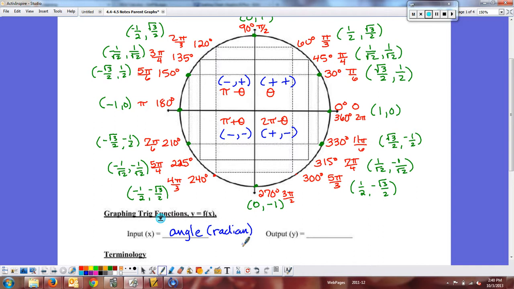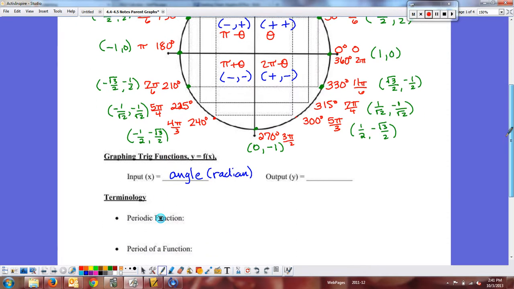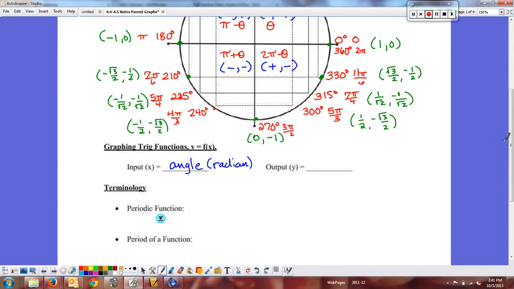And then in a lot of applications, the input will be time or distance or things of that sort, which are going to allow us to do some applications. Now your output, for our first one, we're going to do the cosine ratio, I believe, first. I'll see when I flip to the next page. But the output, you have to remember, is going to be your ratio, whichever one you are looking at. And there are, of course, 6 of them, so we're going to have 6 functions that we're going to graph.